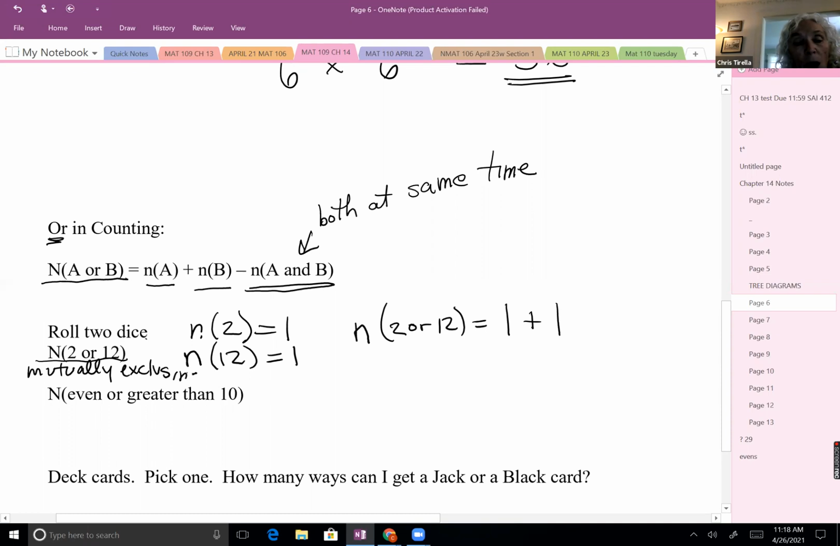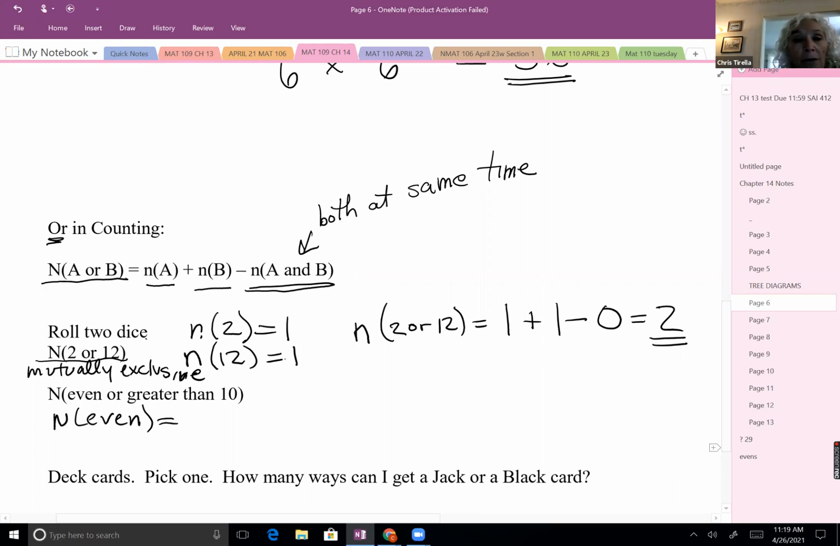So they don't happen at the same time, so I don't really have to subtract anything. So that gives me 2. Instead, the number of ways I can get an even sum, I think we looked at that previously and we had said that they were half even, but let's go double check.